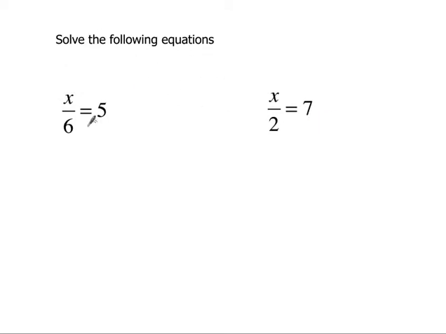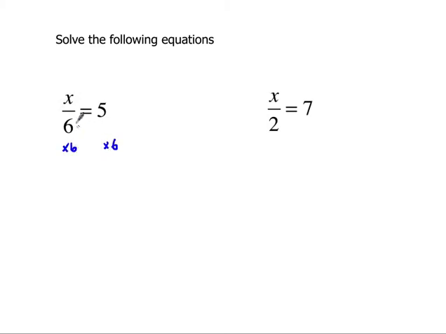Solve the following equations. Here we've got an equation involving a division. So we've got some number, x, divided by 6 equals 5. And since equations are all about doing the opposite, we're going to do the opposite of divide by 6, which is to times both sides by 6.